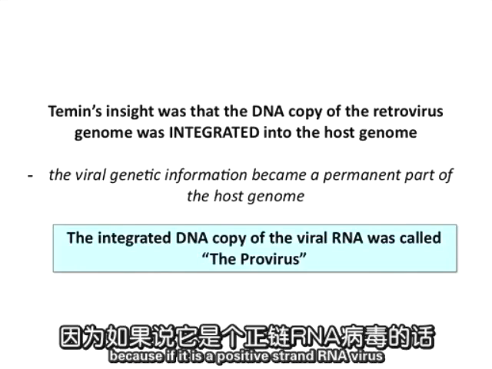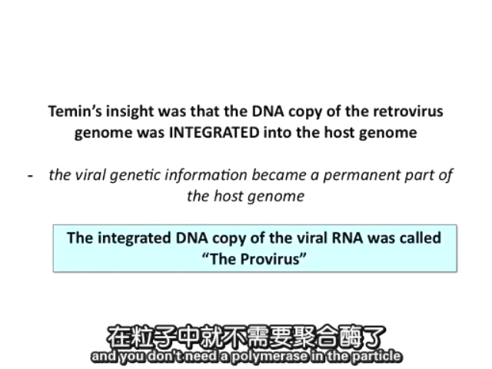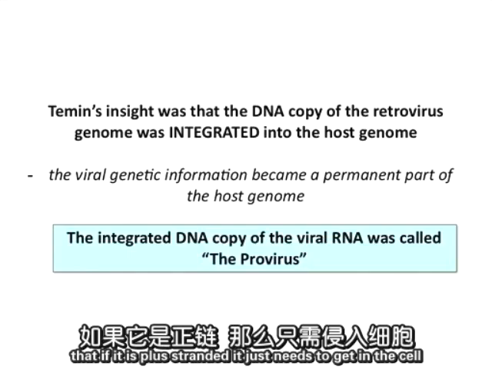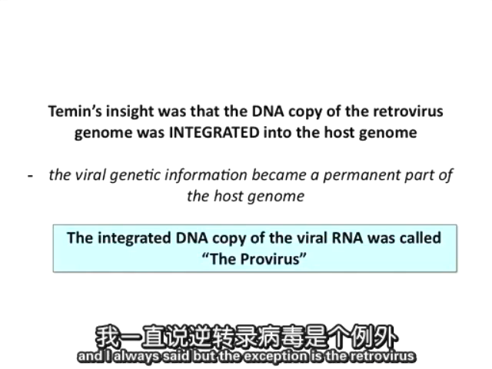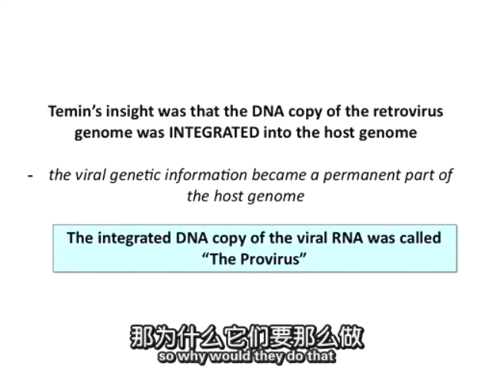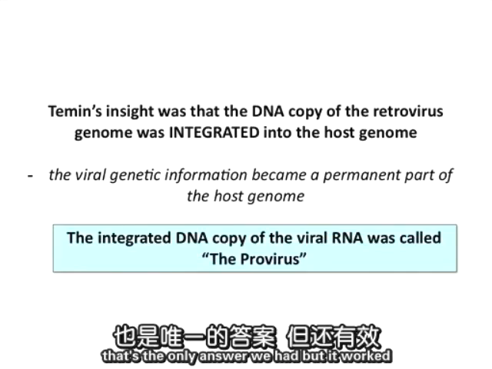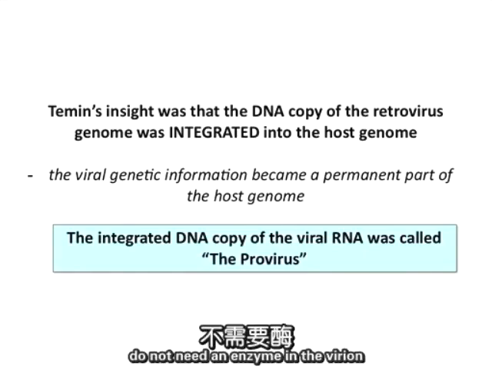Because if it's a positive strand RNA virus, you can translate the genome as the first step coming into a cell, and you don't need a polymerase in the particle. And that's what I've told you many times, that if it's plus-stranded, it just needs to get in the cell and be translated. And I always say, but the exception is the retrovirus. So why would they do that? Well, it was a long shot. That's the only answer we have, but it worked. The plus-stranded RNA viruses do not need an enzyme in the virion.